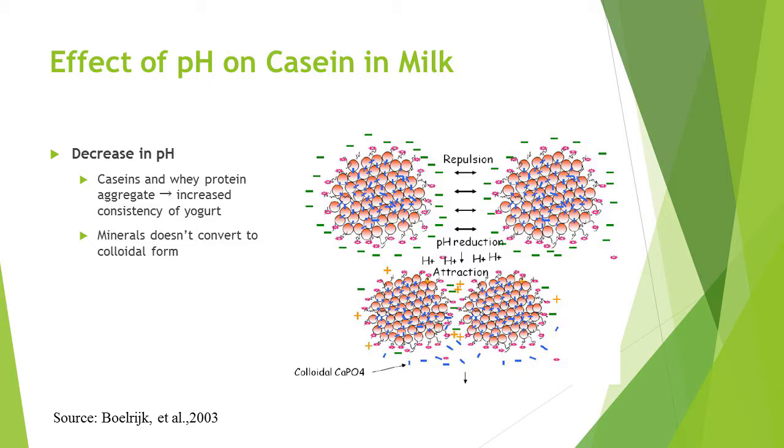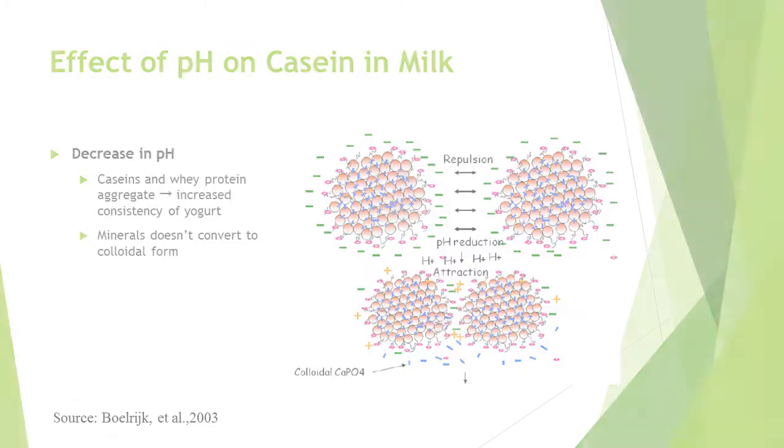Due to these attractive forces, the casein micelles aggregate and eventually coagulate into a network of small chains. This is responsible for the increase of viscosity and formation of the yogurt coagulum.